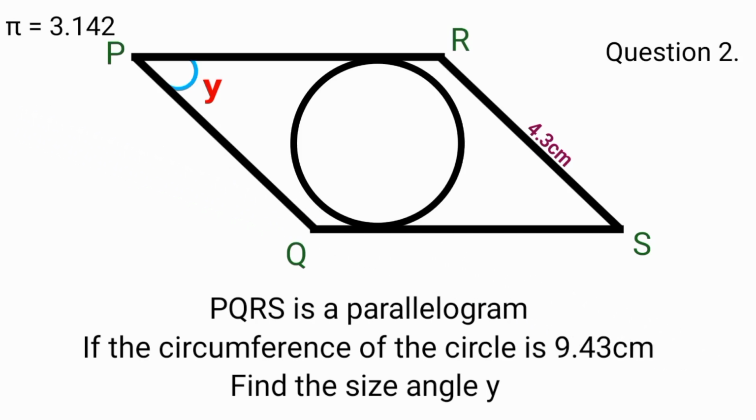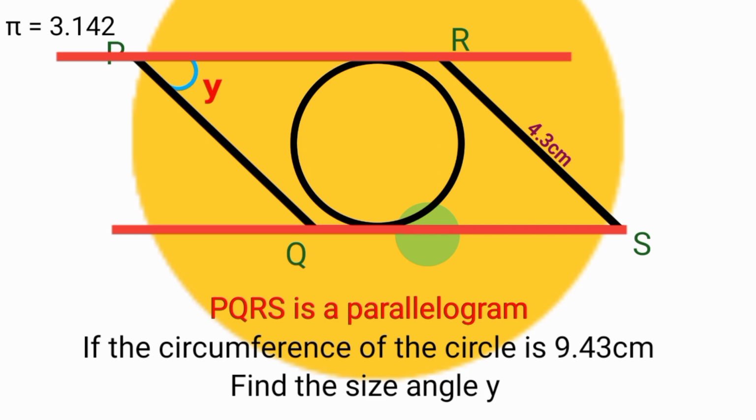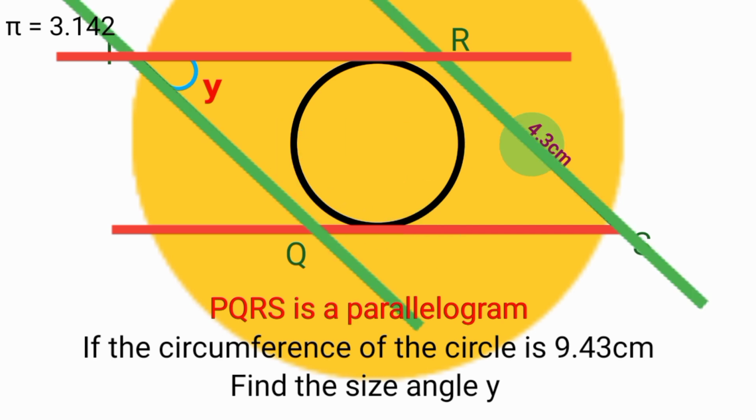In today's question, we are asked to find the size of angle y. They said the quadrilateral PQRS is a parallelogram, meaning this line here, PR is parallel to this line QS, and this also here, PQ is also parallel to this line RS.